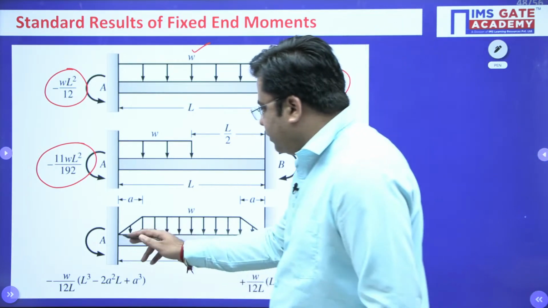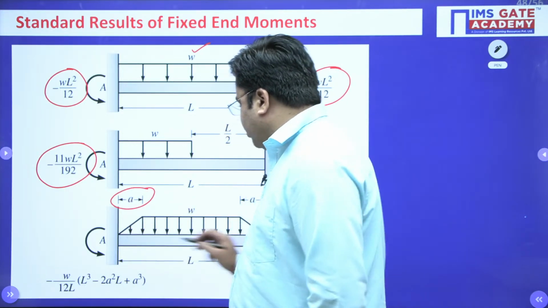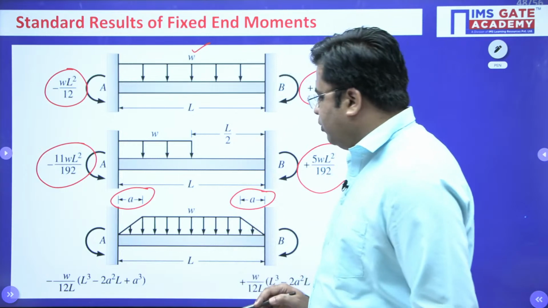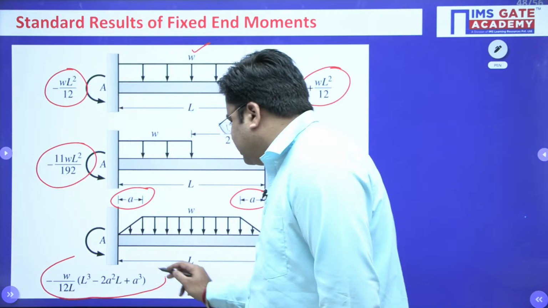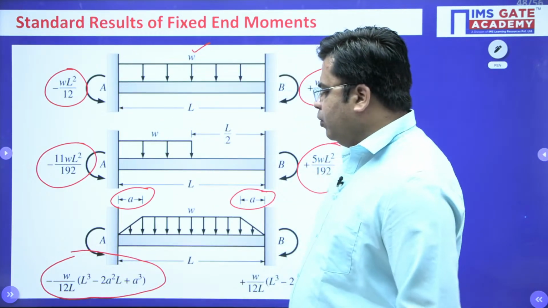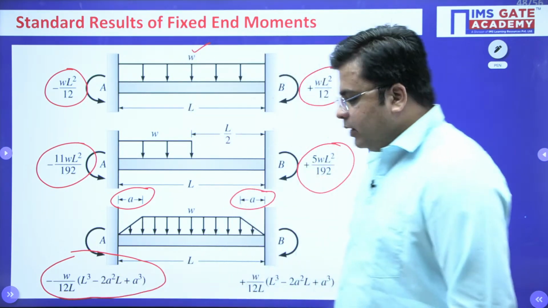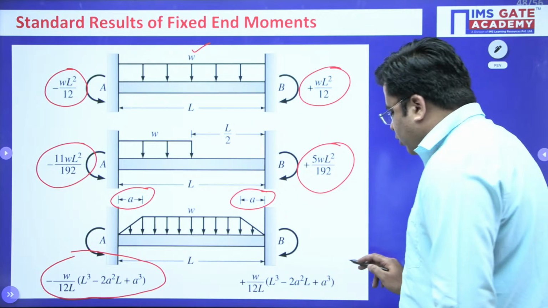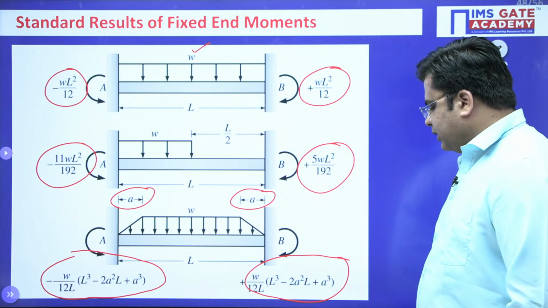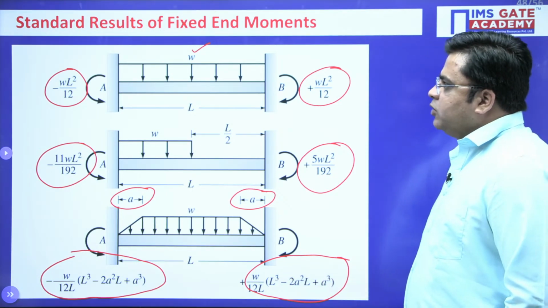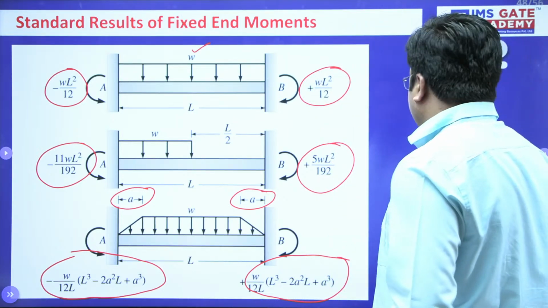Similarly, if you have a trapezoidal loading like this and the slope of the trapezoid is at a distance of alpha from both the supports, then the fixed end moment for support A is minus W into (L cube minus 2a square into L plus a cube) divided by 12L. For support B, it is plus W into (L cube minus 2a square L plus a cube) divided by 12L. So these are the standard results for fixed end moments when we talk about the uniformly distributed load.